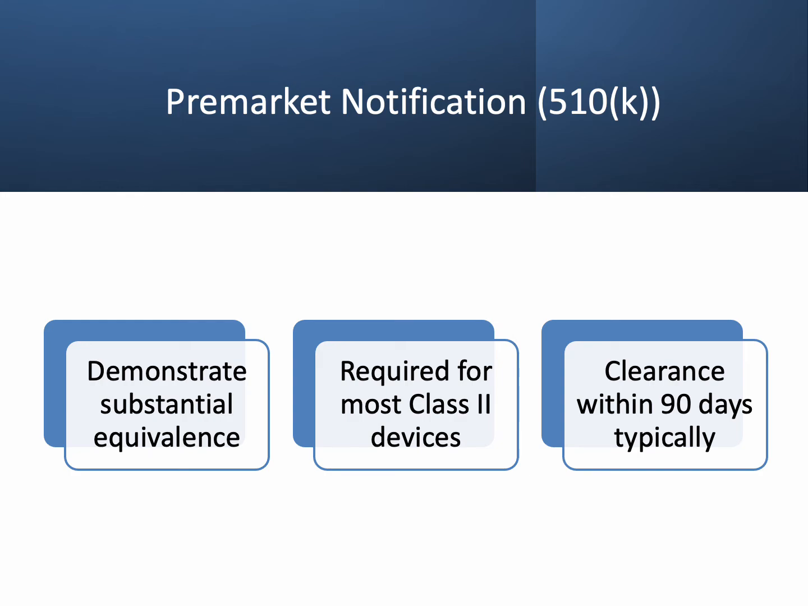For example, a new infusion pump must show equivalence to an existing model. The FDA typically issues a substantial equivalence (SE) determination within 90 days, allowing market entry. Ethical considerations include truthful submissions, avoiding exaggerated claims, and ensuring patient safety data. The 510(k) process aligns with course objectives by enabling compliant market access for moderate-risk devices. By mastering 510(k) submissions, you'll facilitate efficient regulatory clearance. This slide transitions to applications in device regulation, where we'll explore practical uses.